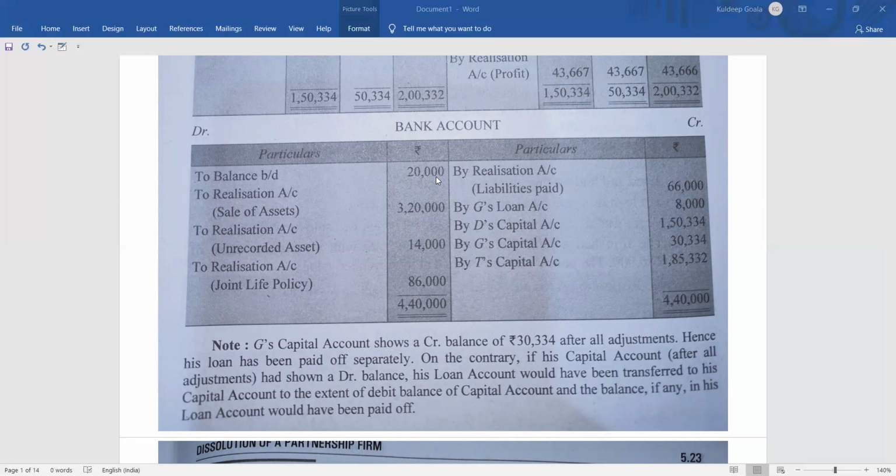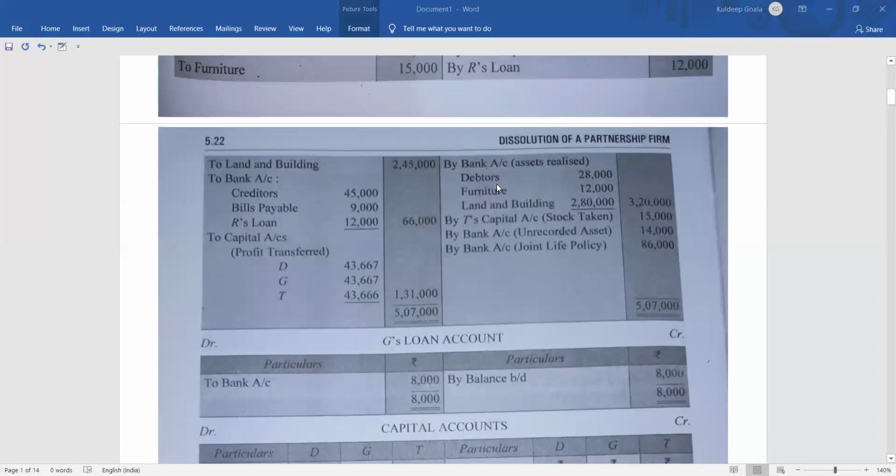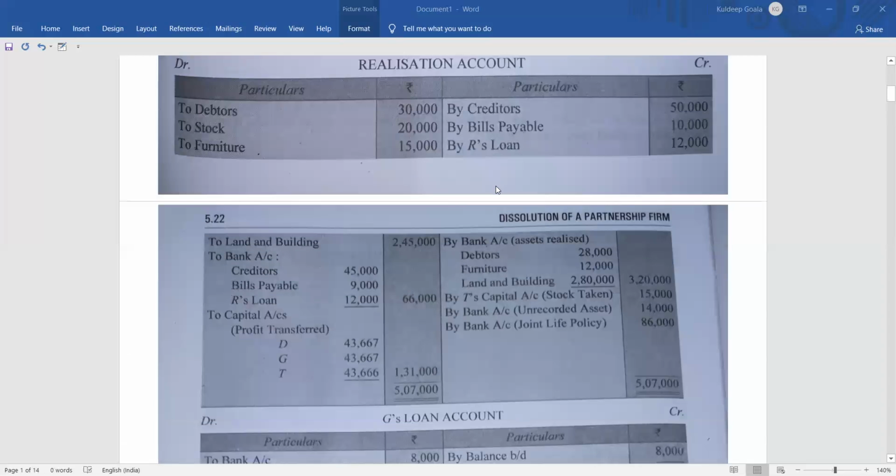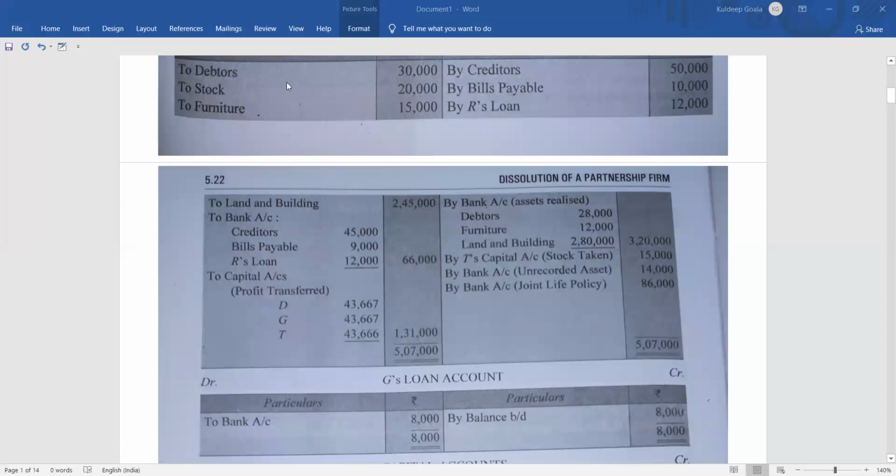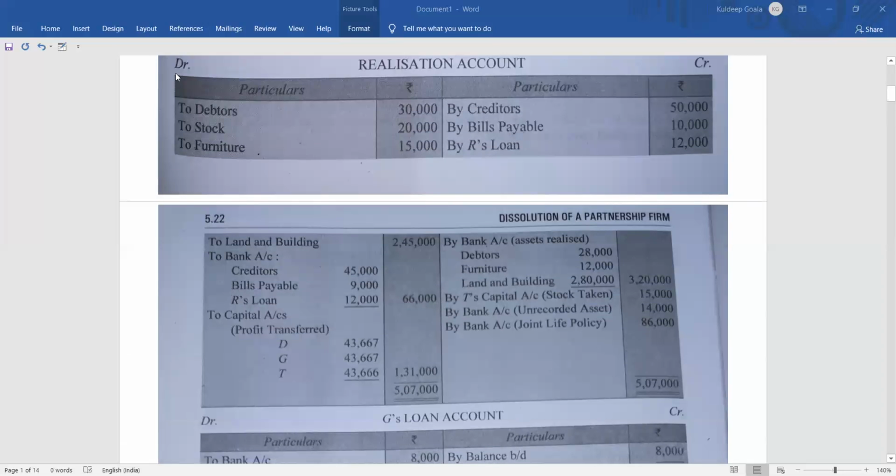And after that, one by one, all the items will be placed here, either on the debit side or the credit side, depending on that. So let's start from the realization account. Wherever the bank is there, it will go in the crossing. So first we'll start from the debit side.